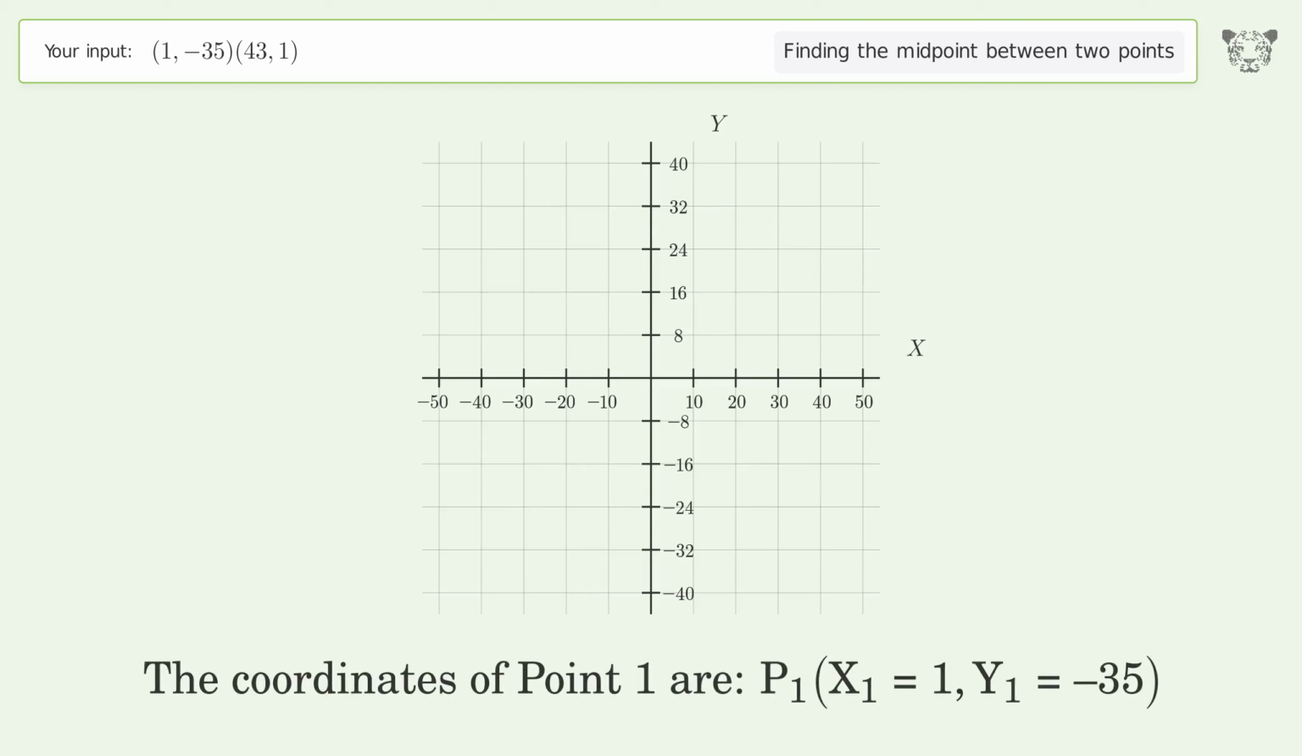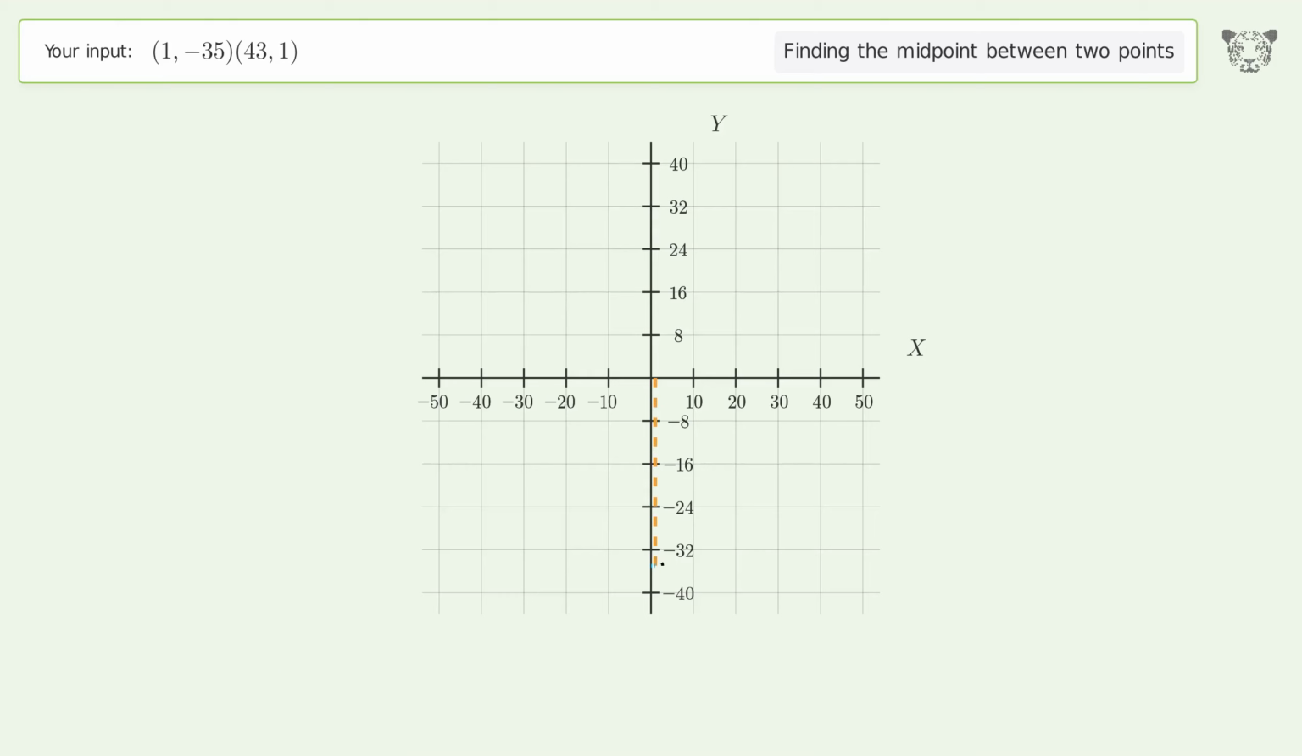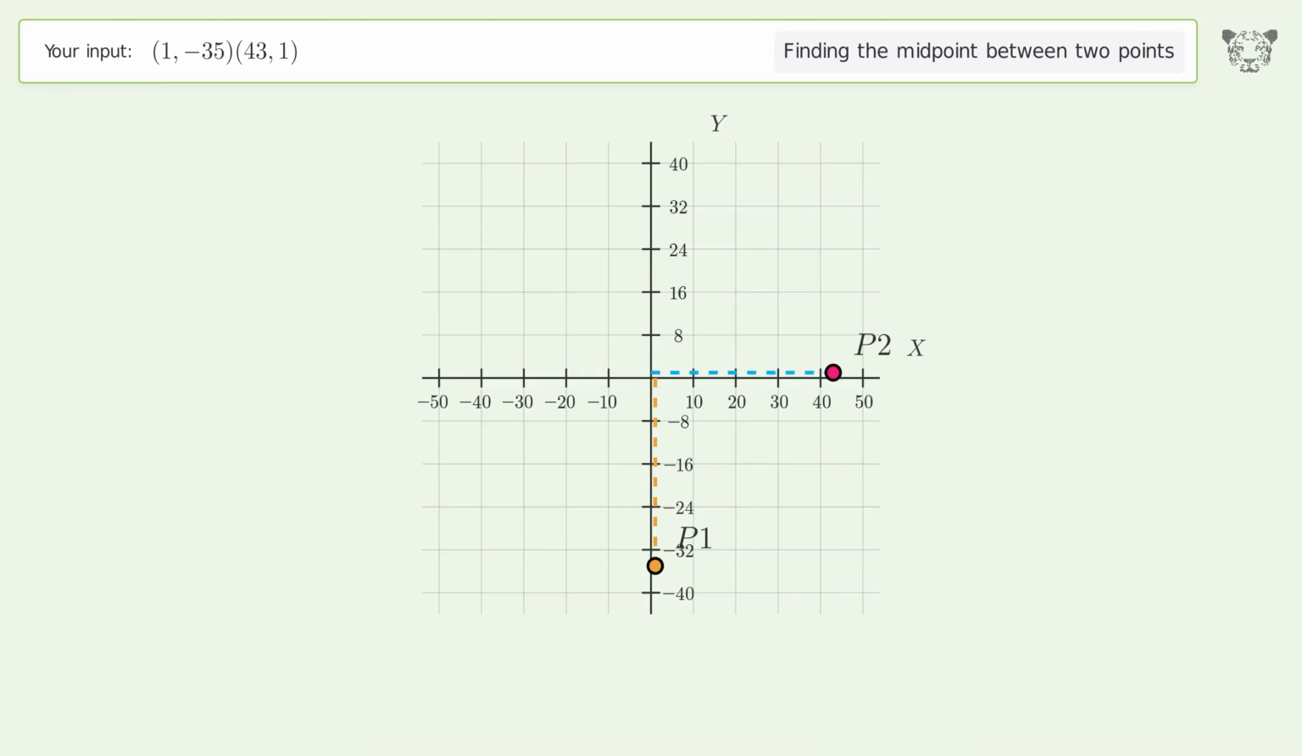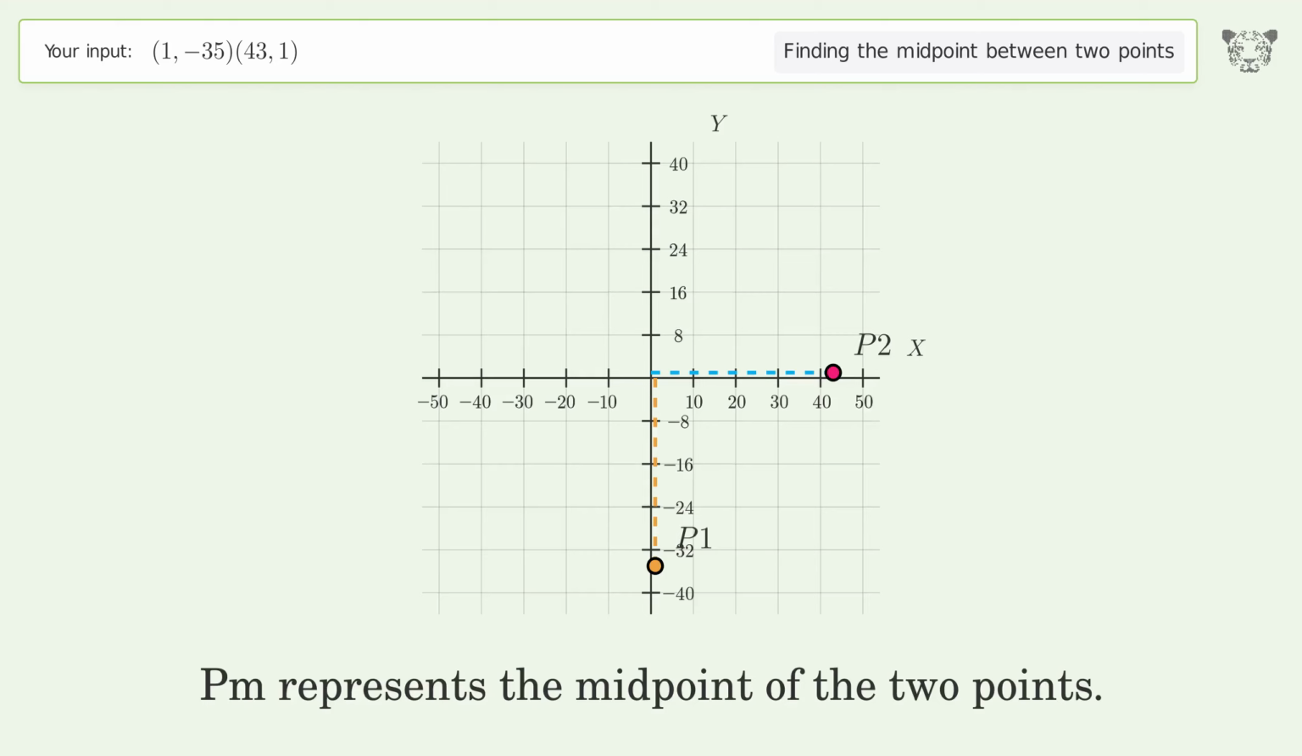The coordinates of point 1 are, x1 equals 1, y1 equals -35. The coordinates of point 2 are, x2 equals 43, y2 equals 1. PM represents the midpoint of the 2 points.